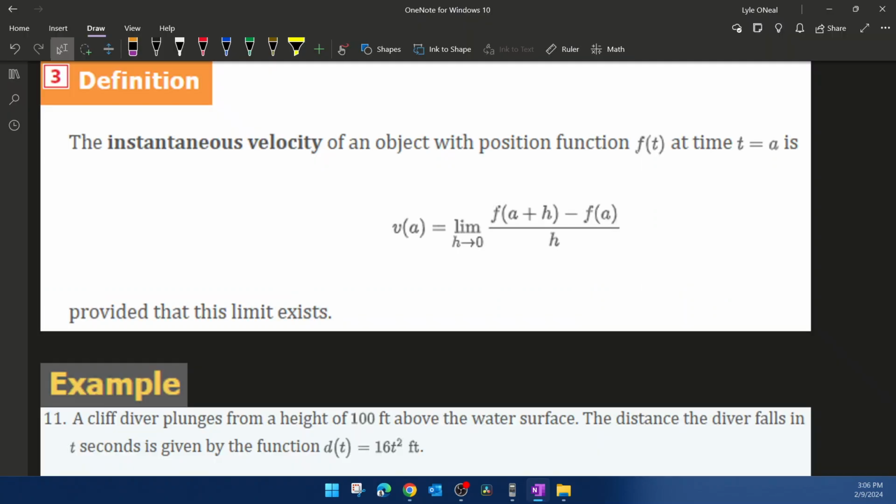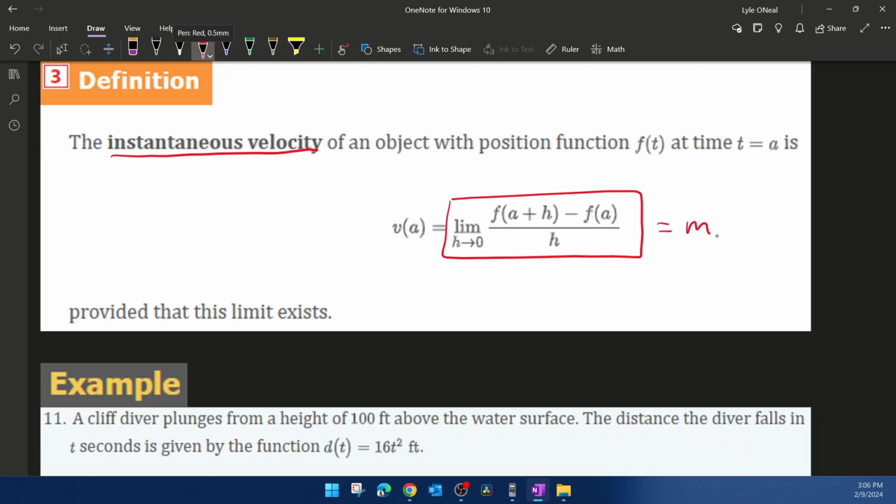Next, we have another definition, this time telling us what instantaneous velocity is. Oh my God, did you see what we have here? This looks exactly the same as the slope of the tangent, okay? So the same formula that gives us slope of the tangent also gives us instantaneous velocity of an object based on its position function at time a. Whatever time you're concerned with, we can find the instantaneous velocity of a function by simply using the same formula that we used to find the slope of the tangent.